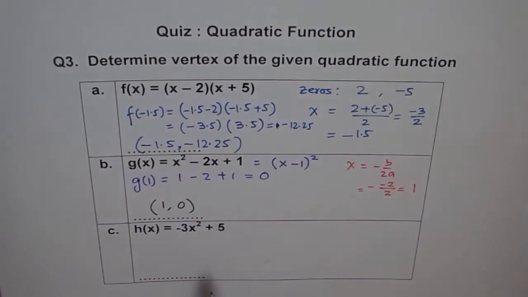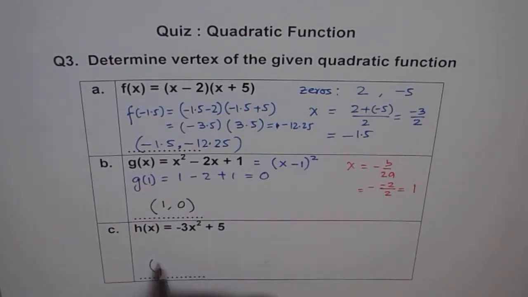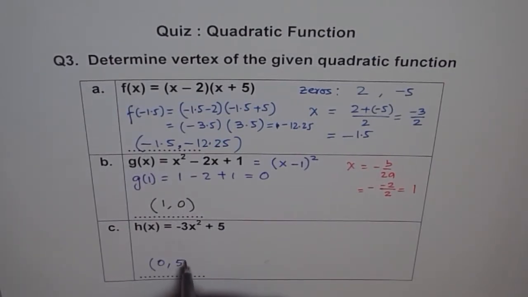Now, the next question. Here, this is a parabola which is shifted 5 units up. You could see this as an equation in vertex form itself, where the vertex has x value 0 and the y value is 5. So here we could write our vertex as 0, 5.